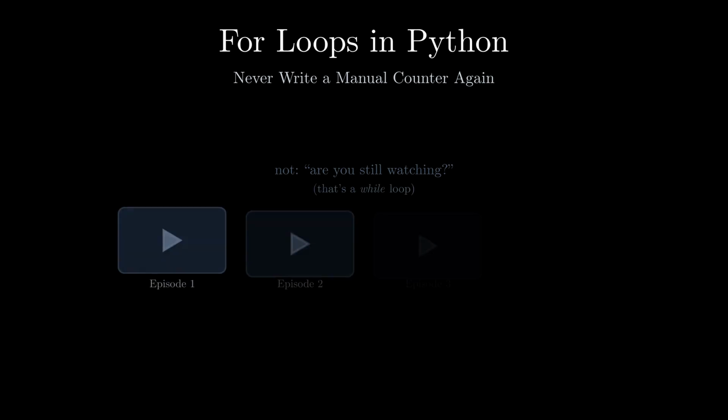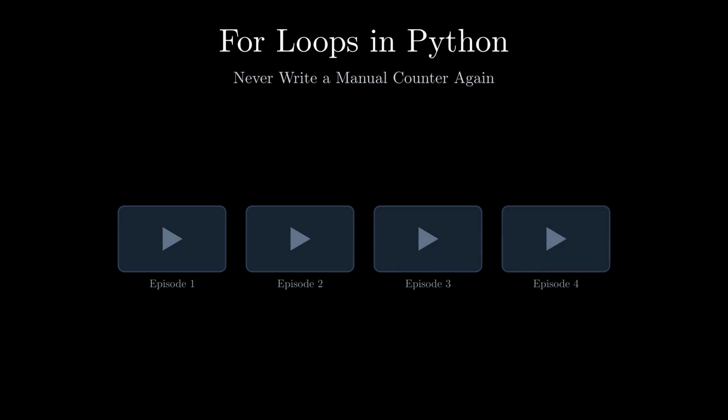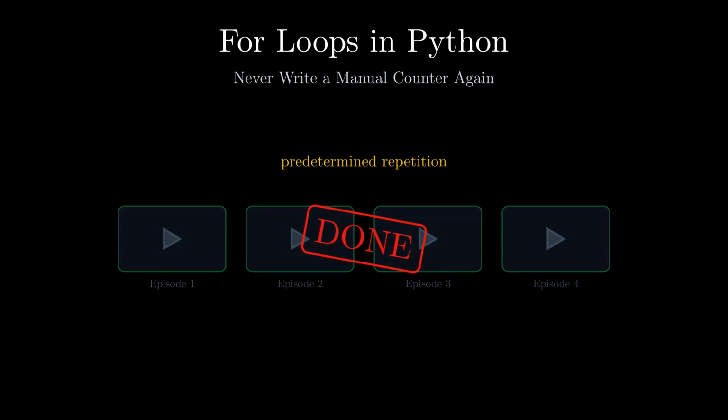Imagine Netflix decides to save bandwidth. Instead of checking whether you're still watching, that's a while loop, it cuts you off after exactly 4 episodes. It knows the full sequence up front. Episode 1, 2, 3, 4, done. That predetermined repetition is exactly what a for loop does in Python. Today we master for loops and the range function.